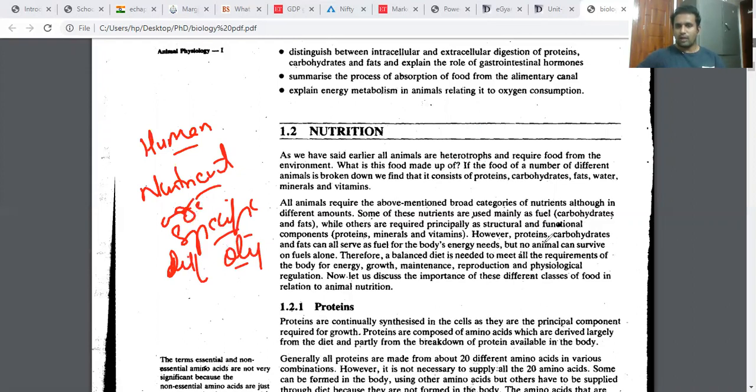However, proteins, carbohydrates, and fats can all serve as fuel for the body's energy needs. But no animal can survive on fuels alone. Therefore, a balanced diet is needed to meet all the requirements of the body for energy, growth, maintenance, reproduction, and physiological regulation. Physiological means the systems in our body. So we will discuss the various biomolecules in our next lecture.